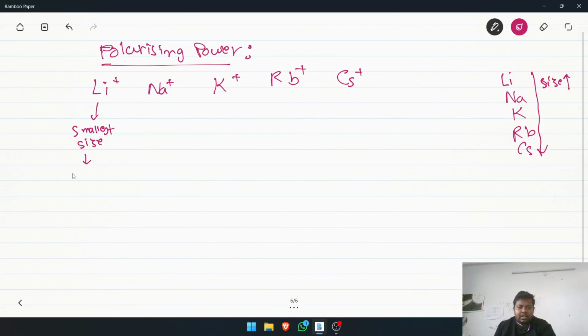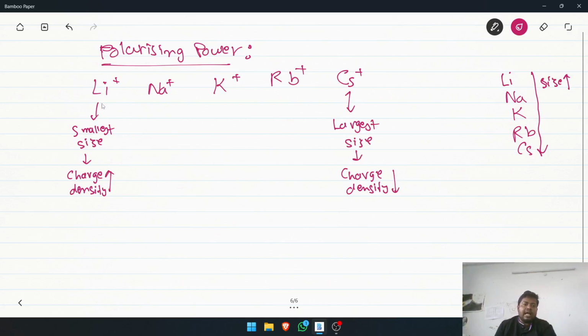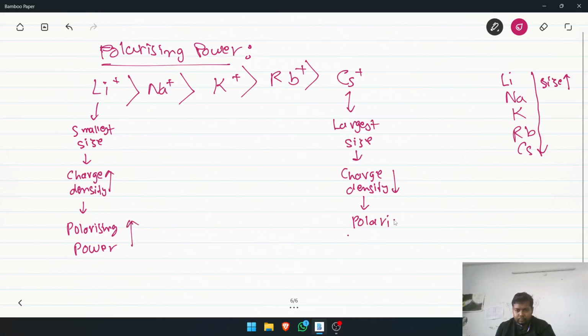Okay, so lithium has the smallest size, so it has the highest charge density, and cesium has the largest size, so the charge density must be lowest. So when the charge density is highest, the polarizing power must be high, and when the charge density is low, the polarizing power must be low.